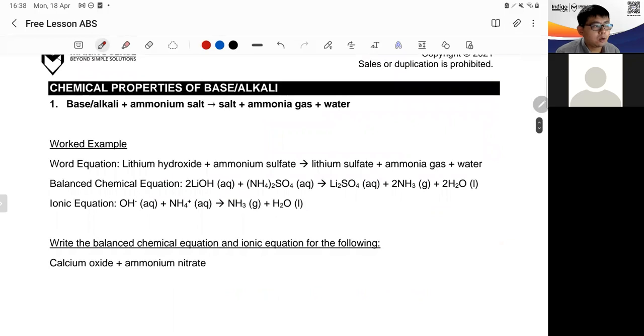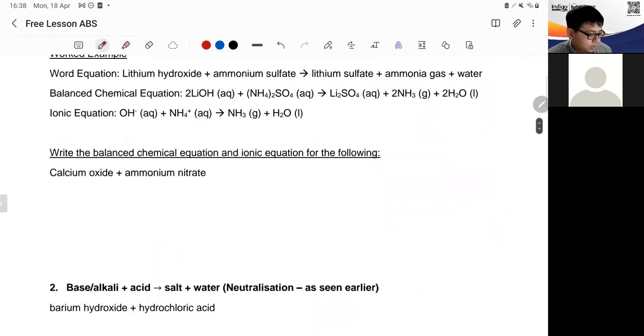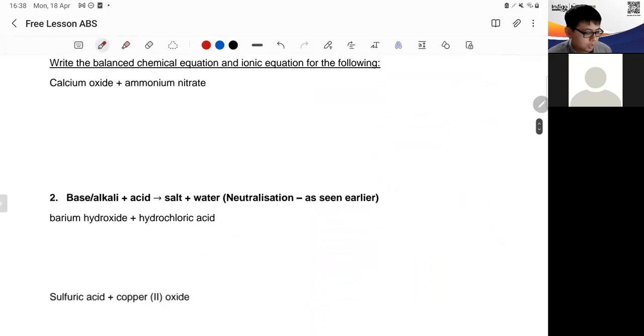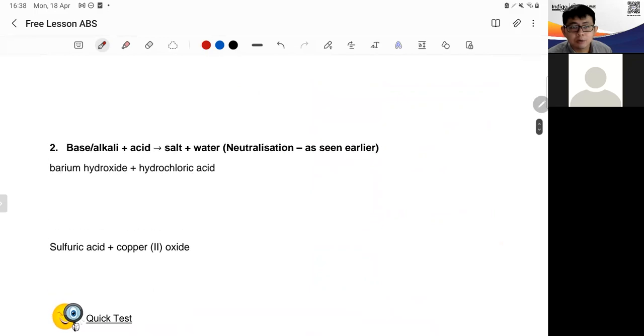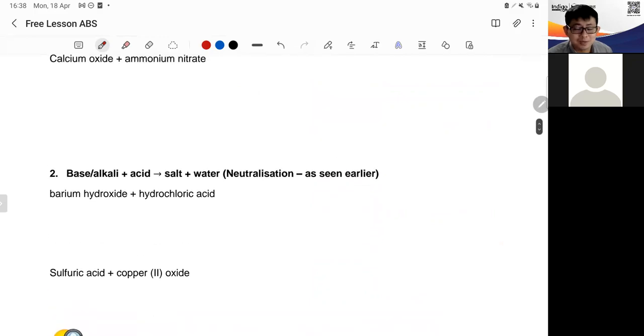For bases and alkalis reaction, it's a little bit fewer than acid reactions, because the second one we already know. Let's do this first. Bases can react with acids. Just now we said acids react with bases, right? Now we say bases react with acids. It's the same thing, actually.